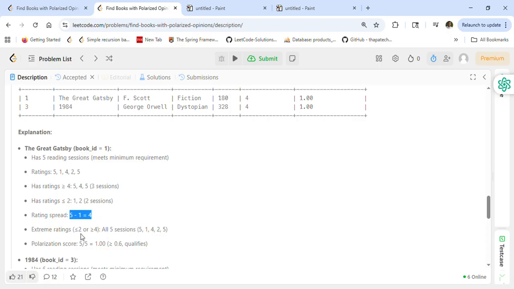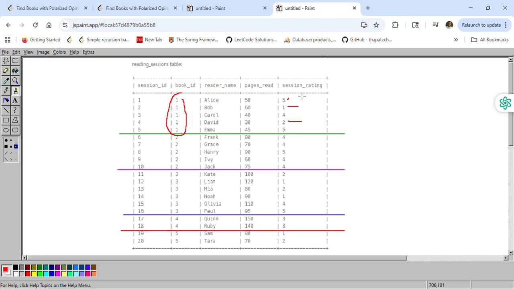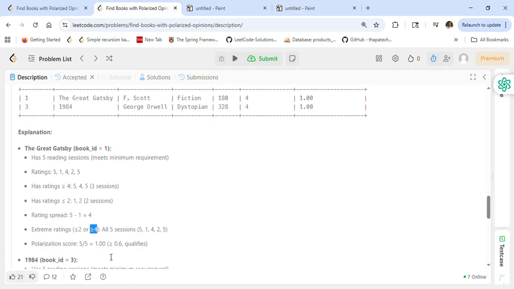And extreme ratings, does it have extreme ratings? Actually, for all 5 sessions that we have, the ratings are all extreme. Why? Because everything comes into this condition: it is either less than or equal to 2 or greater than or equal to 4, right? So all the ratings here are extreme, because they are less than or equal to 2 or greater than or equal to 4, correct? So a total of 5 ratings are extreme ratings.